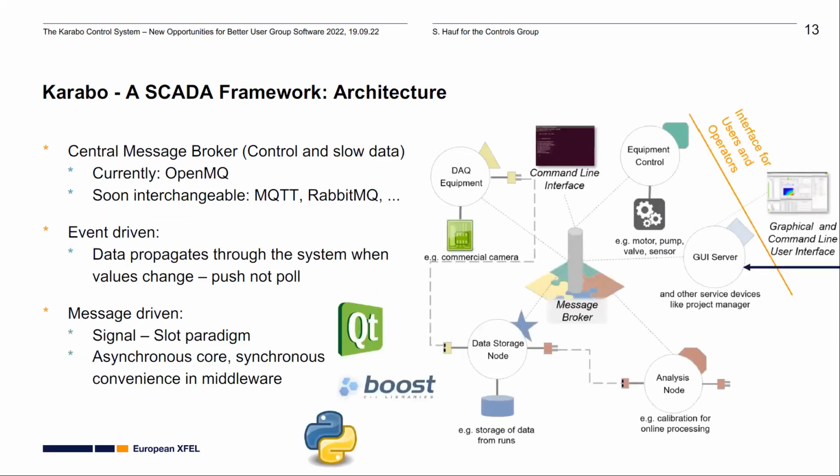From the architecture point of view, Karabo is an event-driven system, basically built around a central message broker. Currently, this is OpenMQ. It'll soon be interchangeable. We'll actually be testing other technologies this winter. Event-driven means data propagates through the system when values change, push, not pull. And it's message driven, following the signal-slot paradigm. Those of you who know Qt will be familiar with that. So a signal can basically trigger any slots to be executed. It's fully asynchronous at its core, but there's synchronous convenience in the middleware provided.